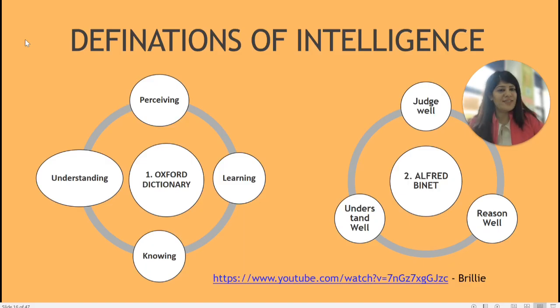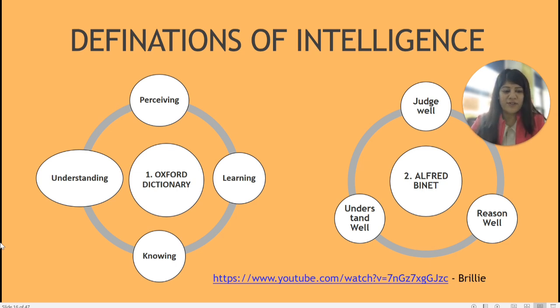Let's look at the various definitions of intelligence together. The very first one that we'll look at today was given by the Oxford Dictionary. Now, guys, it's absolutely crucial that you underline these important definitions, these key words from the definition, because they'll be very helpful for not just recall, but also for earning those marks you're looking for. The very first, given by Oxford Dictionary, suggests that intelligence is about perceiving, learning, knowing, and understanding.